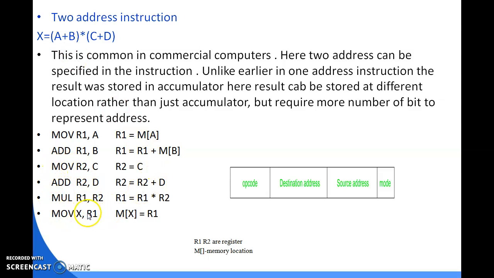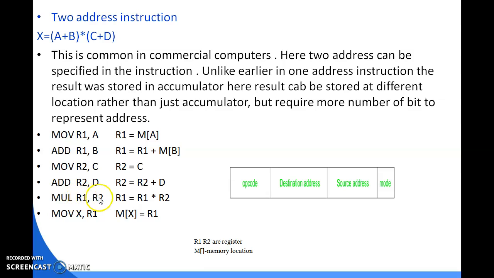Now you have to take another register, R2. Here R1 is used to calculate A plus B. Similarly, move R2 comma C, that means this C is transferred to R2, and add R2, D, that means add the value of D to R2. Clear? Right? So here the value A is stored within the memory, then you have to transfer this one. But this C is stored in a register, so you need not write M of C, M of D, because this value is stored within the register, right?